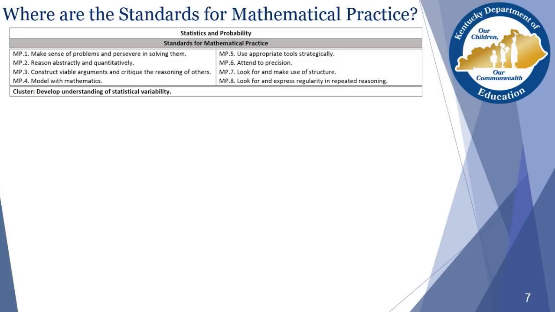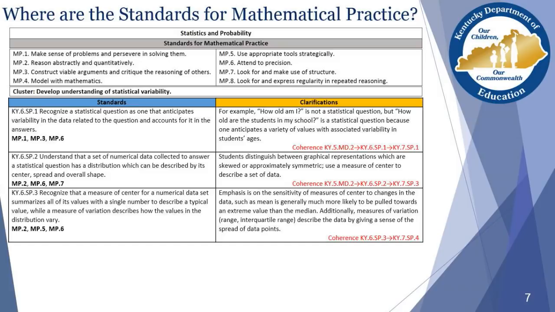They're going to show up a lot more. So in the middle of each cluster, the content standards are on the left side of the page and the clarifications are on the right. You'll notice in that section with content standards, there are specific mathematical practices tagged to each of those content standards.